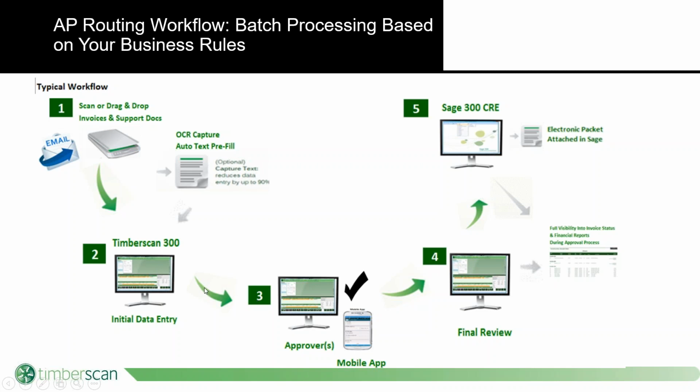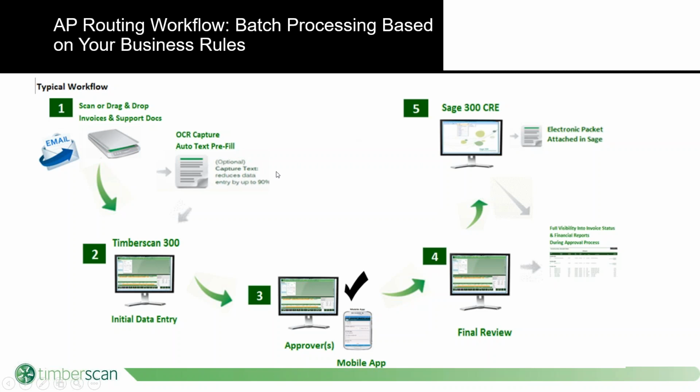Then you route those invoices off to the approvers through rules-based routing. The approver has the ability to use a mobile device, in this case Timberscan Go, to approve their invoices. The final review step is designed primarily for accounting, I would say. For the most part, this would be someone in accounting who's looking at the invoices after they've been through the approval process. And then once they've been approved, they get passed seamlessly to Sage 300 CRE. The invoices get posted in Sage 300 CRE, and your financials are updated.